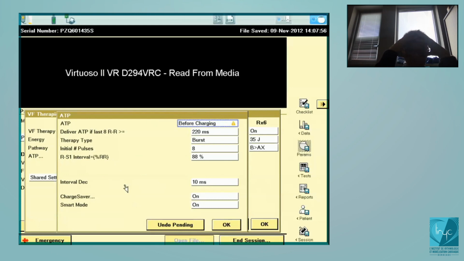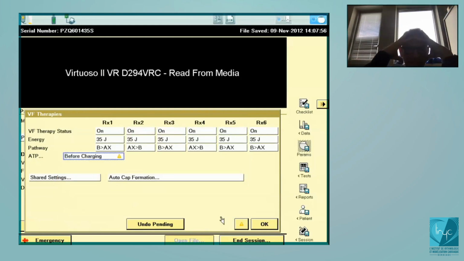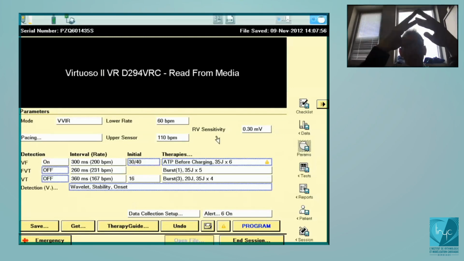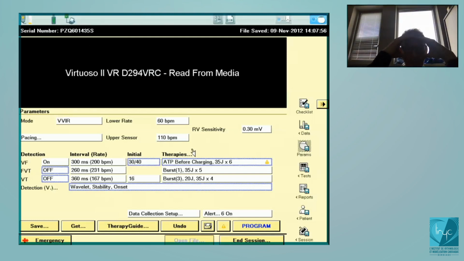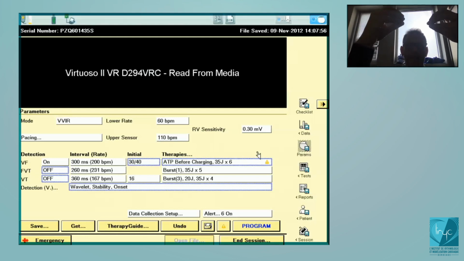So what does it mean here? If you program before charging, it means that in your VF zone, you may have 2 episodes of ATP for a single episode. If there is a diagnosis of VF, then you will deliver a first ATP. And then if this first ATP is inefficient, did not work, then you will start the charge of the capacitor, but you will also deliver a second ATP during charging. It means that in the VF zone, for one episode, you can deliver 2 ATP before delivering the shock.